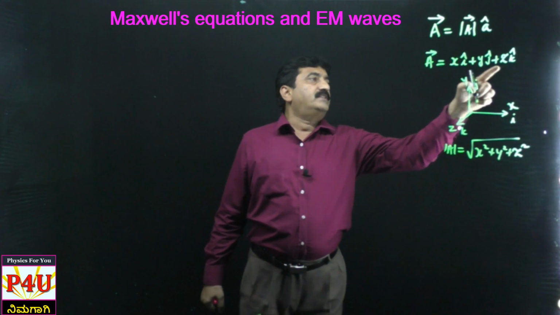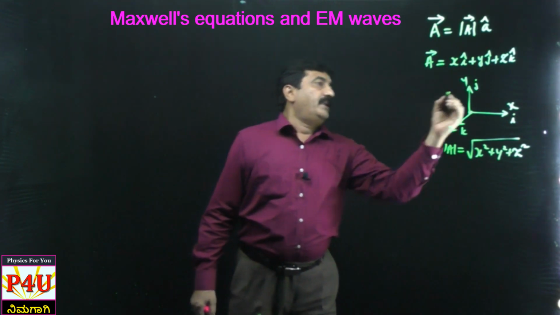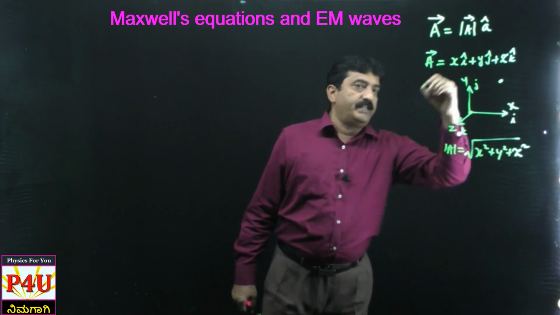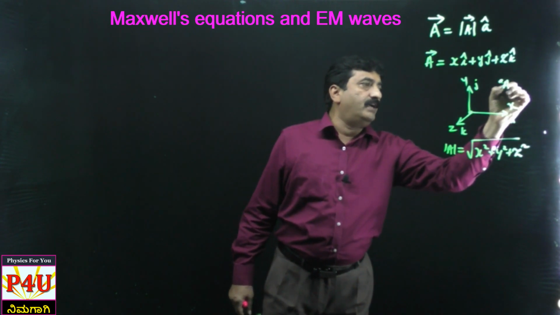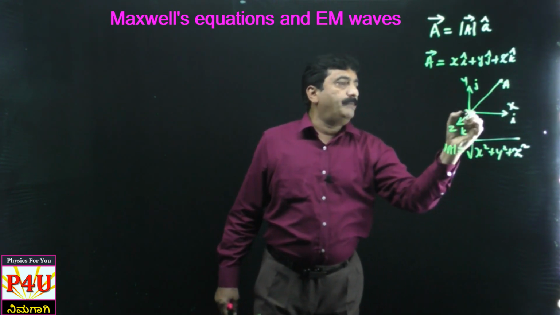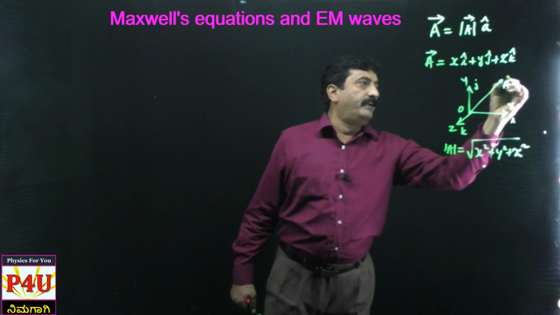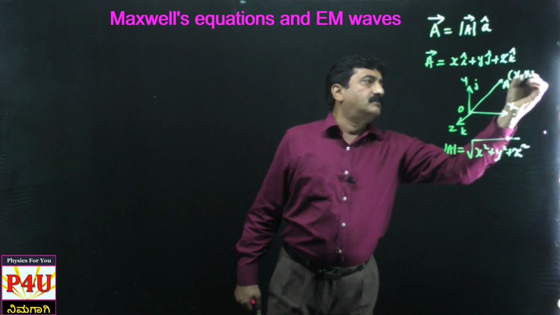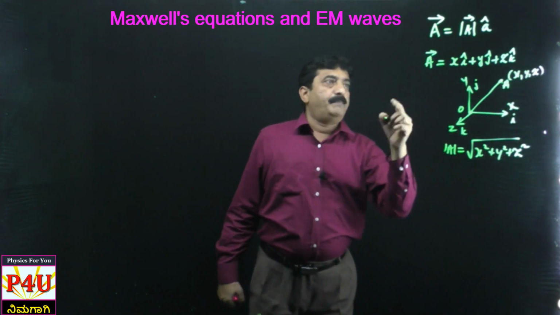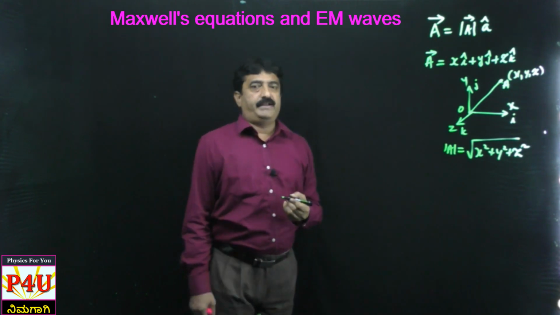And here x, y, z are called coordinates. At any point, if you have a point in the coordinate system, the line joining the point to the origin is called the position vector. It is characterized by x, y, z. So vector P or vector A is nothing but a position vector.